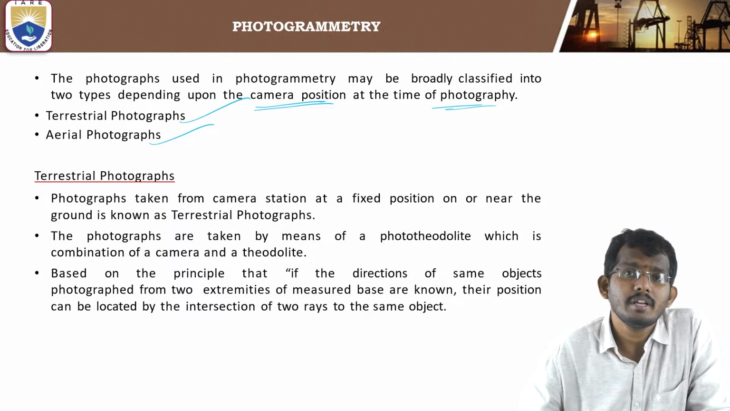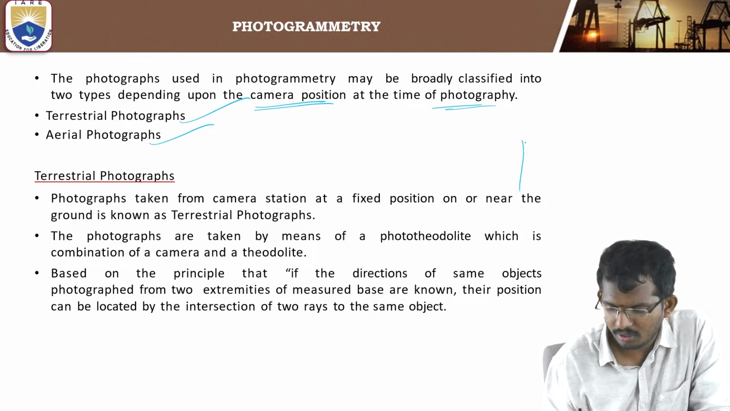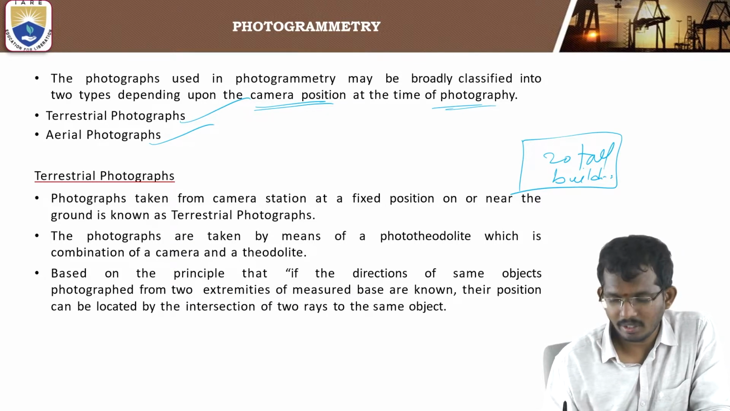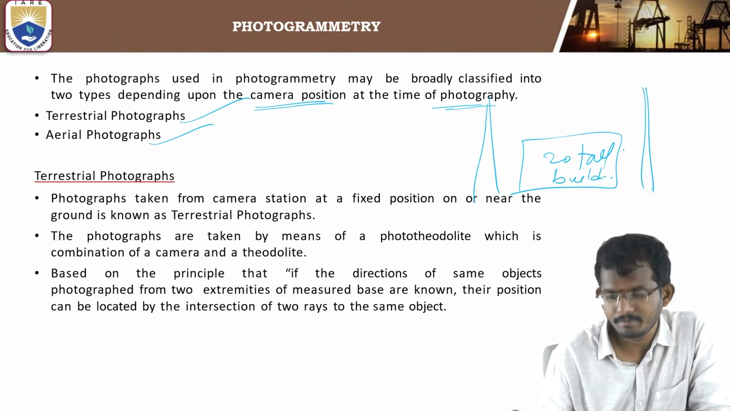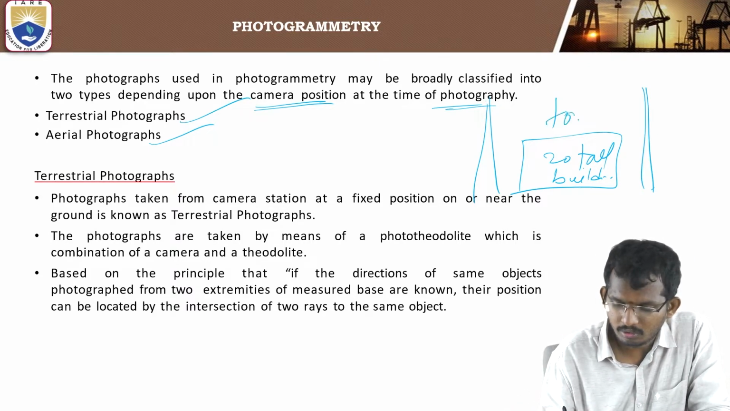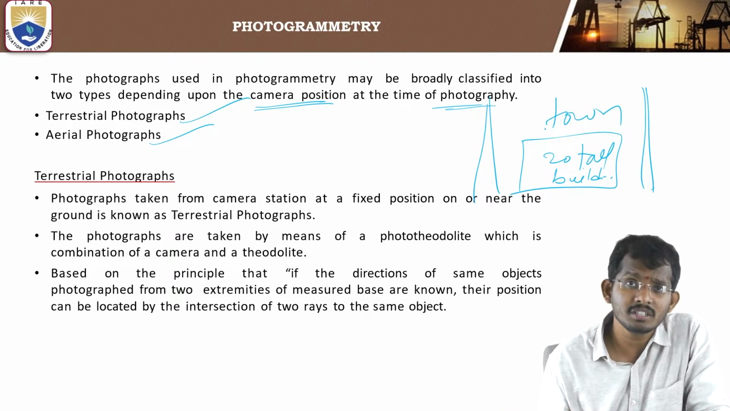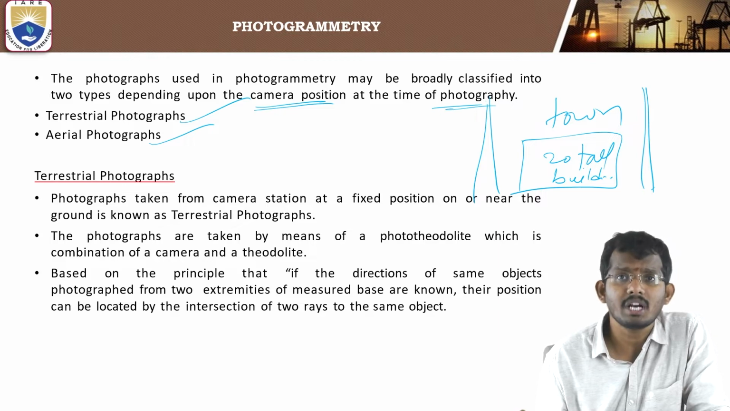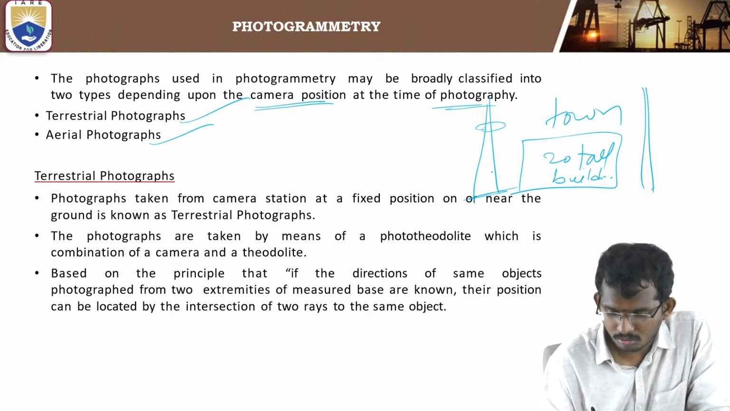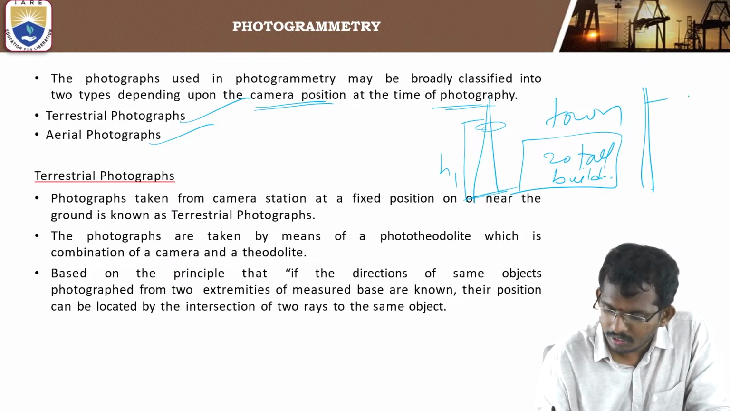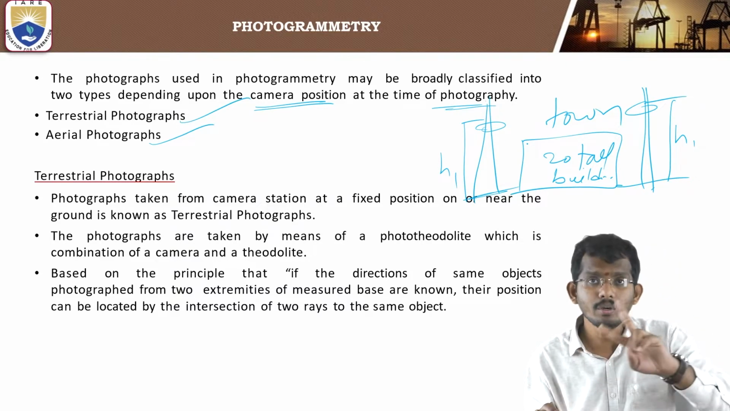Now what is terrestrial photogrammetry? Suppose I want to capture the area of this particular region. There are some 20 tall buildings in a particular city or town. On the other side of the town, there are big towers, or hill stations, or any high altitude objects. So for these towers, I'll fix cameras at equal altitude from the ground. What is the height I'm keeping here? H1. The same height I will keep for the next tower also, H1. So at the same altitude, I fix 2 cameras.